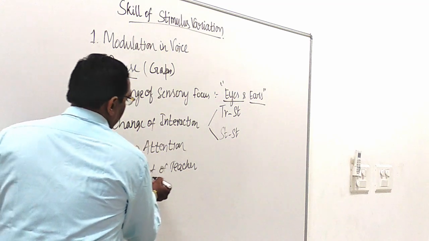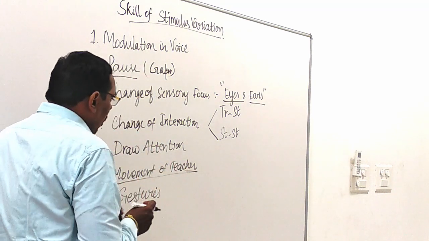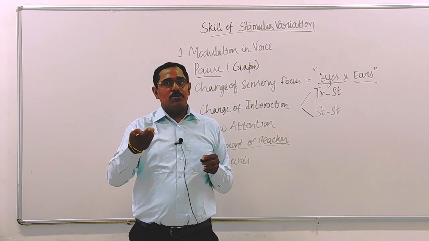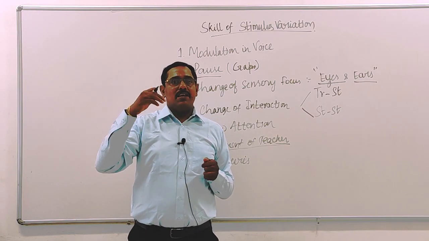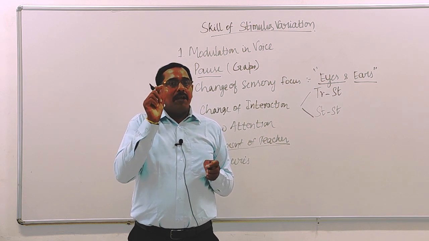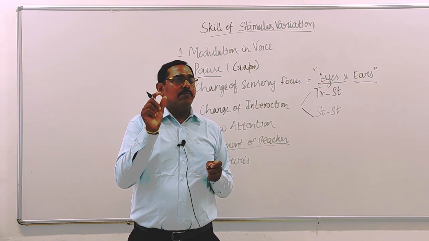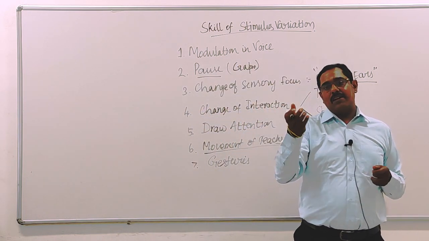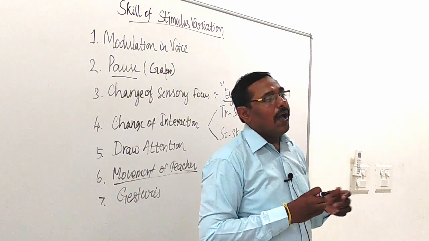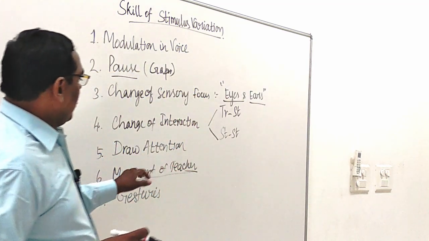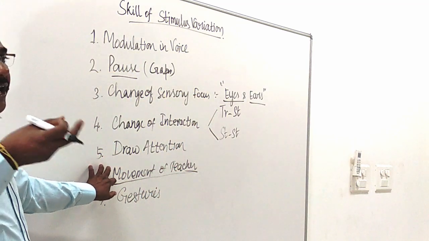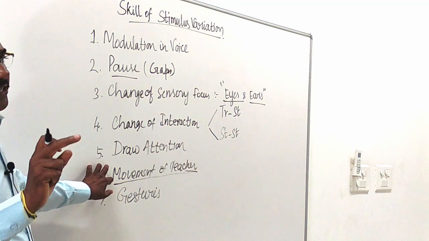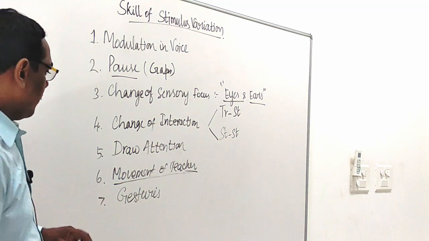The sixth is also very important. The teacher should not always stand in a particular place. If I stand in one place for 45 minutes, the students' eyes will be at one place and they will get bored. Therefore, I have to move a little here, or move across the class, across the benches, and then come here, go there. If this movement is there, the students' eyes also will be relaxed. They will not be staring at one place if we don't stand at one place.